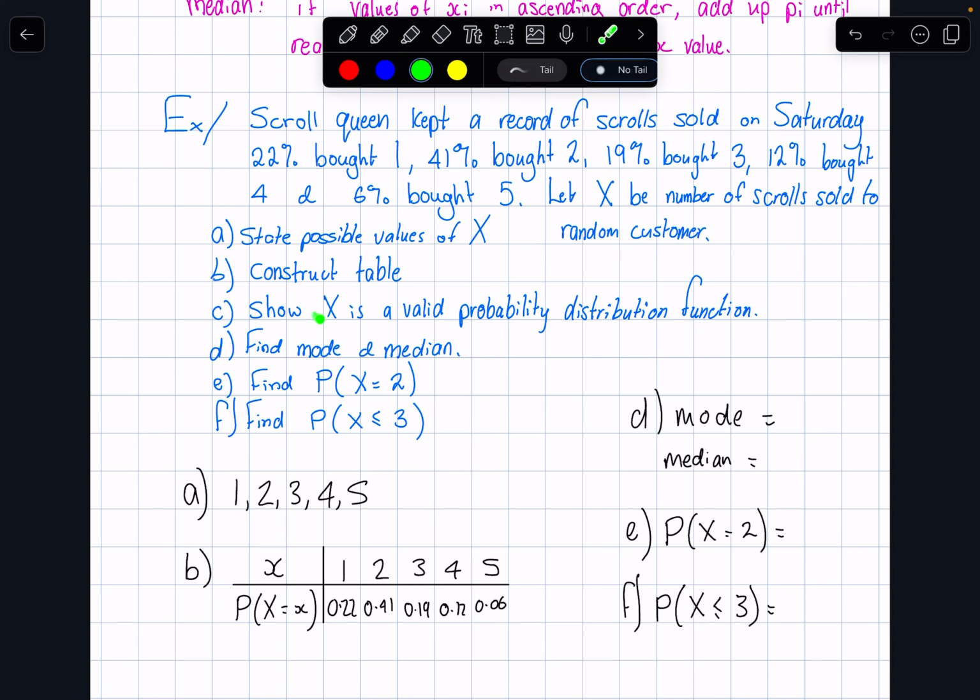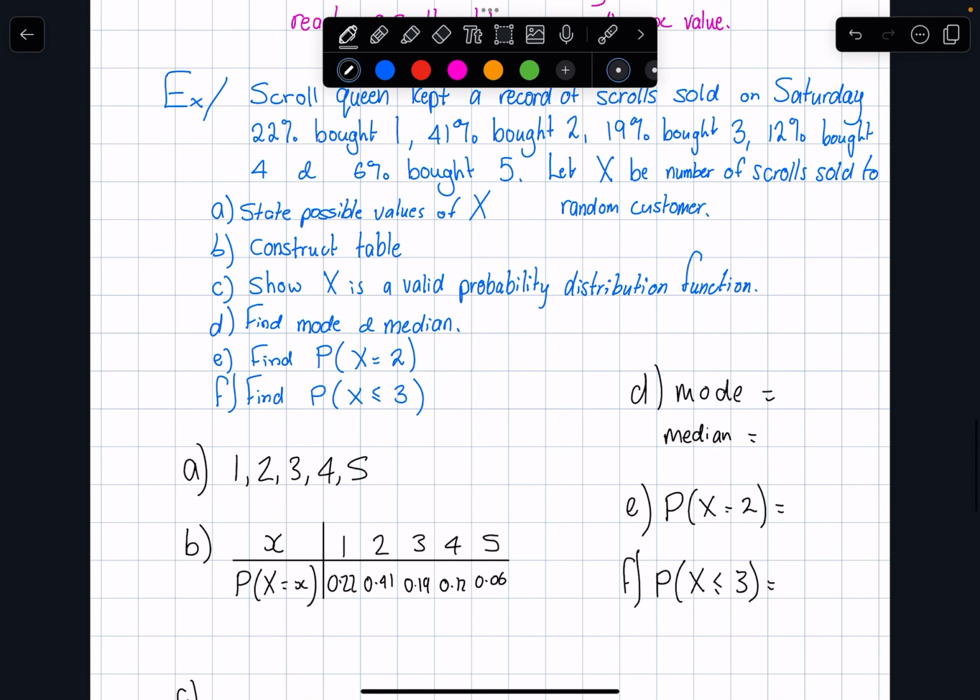Part C, show X as a valid probability distribution function. Now the easiest way to show that a distribution function is valid is by showing that the probabilities add up to 1. So I've got 0.22 plus 0.41, which is 0.63, plus 0.19, which is 0.82, plus 0.12, which is 0.94, plus 0.06, which equals 1. So we can say that this is a valid probability distribution function.